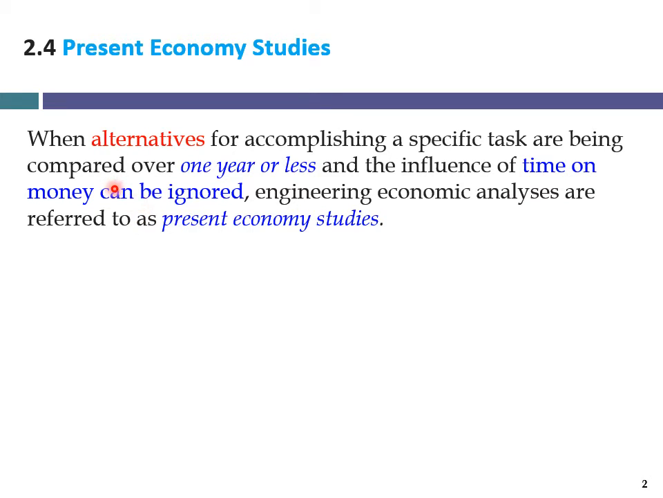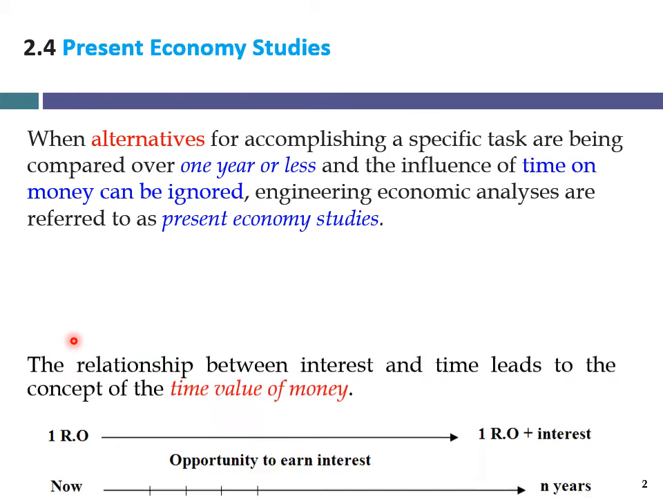But the thing is, if we are considering alternatives, if we are doing an analysis for which the comparison time horizon, the time horizon that we do the analysis, is less than 1 year, then we can ignore the influence of the time on the money. So when we ignore it, we simply take the amount of cost or profit as it is, without any change, without any adjustment. And these kinds of economic analysis are referred to as the present economy studies. Later on in the following chapters, we will talk about the time value of money.